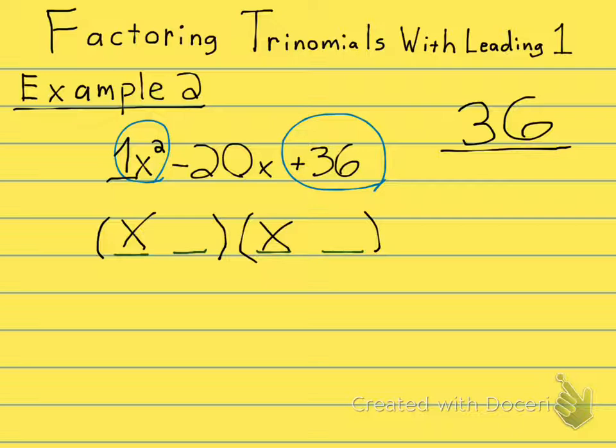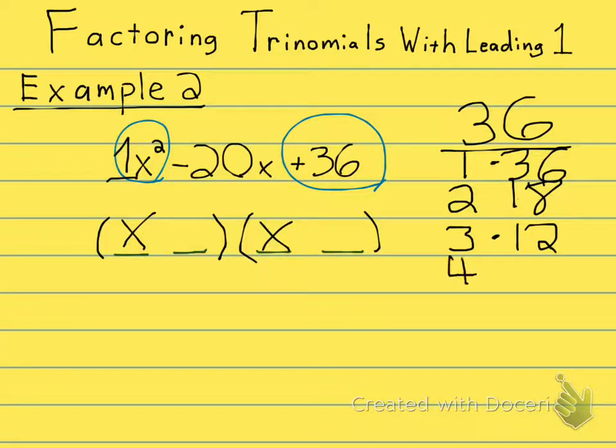So, does 1 go into 36? Yes. How many times? 36 times. So we could have 1 times 36. That's one of our possibilities. What are the rest of our possibilities? 2 times 18, 3 times 12, okay, 4 times 9, and 6 times 6.